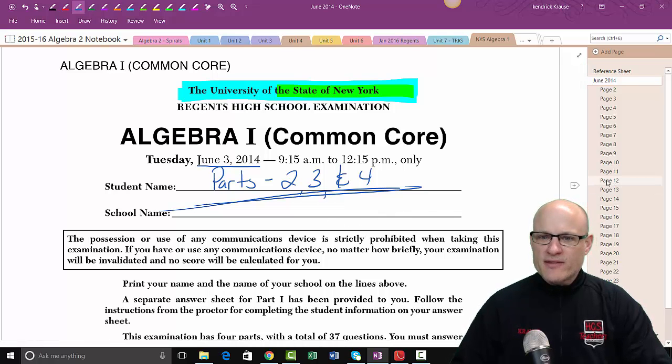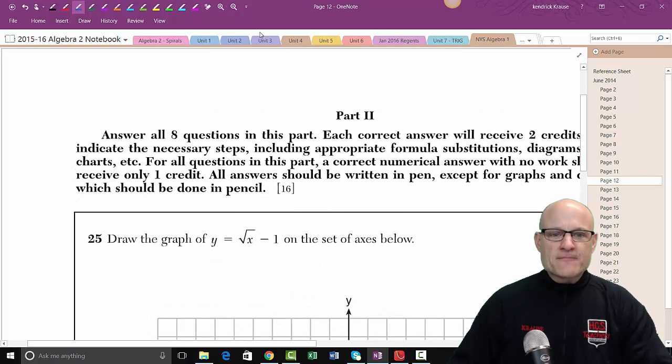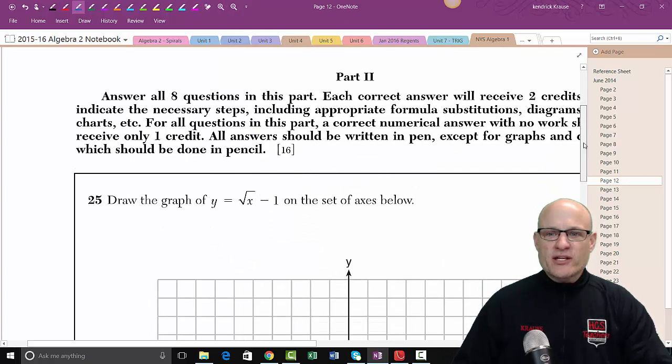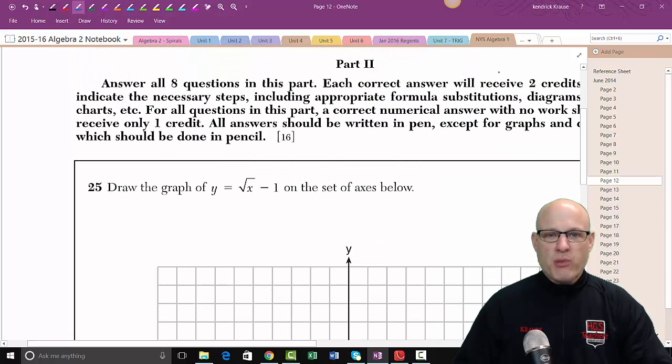So here we go, kids. I think we're on page 12. Yes, we are. Problem 25. So the first thing you want to do is understand that you have to show some kind of work. You better show some work, otherwise you're not going to get credit.